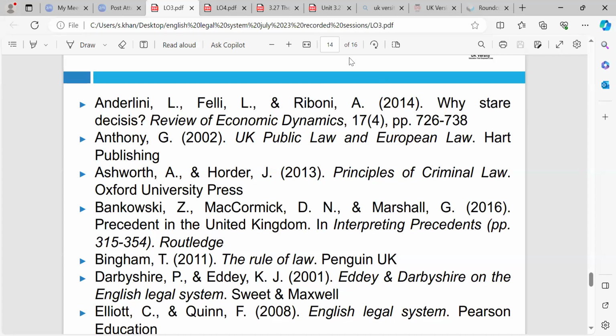So quickly, I've just gone through Learning Outcome 3. Next one is Learning Outcome 4. These all have been done individually. So Learning Outcome 1, 2, 3, and 4 have been recorded for your benefit. Thank you.